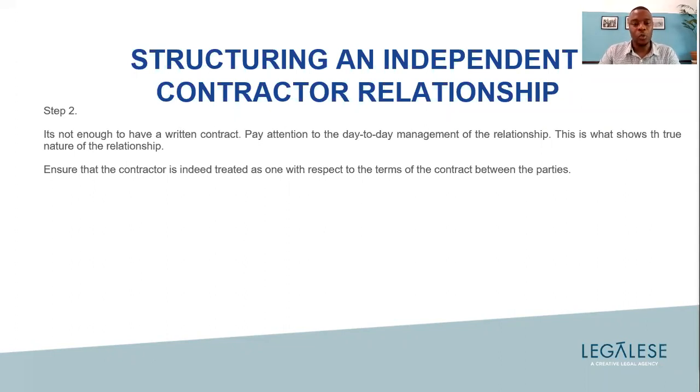So this has to do with the practicalities of this relationship. You have to make sure that you stick to what you say on paper. You need to actually practice it. All right. Now that we know what steps an employer needs to take to structure a proper independent contractor relationship, let's move on to other interesting questions that may be related to this presentation that we have today.